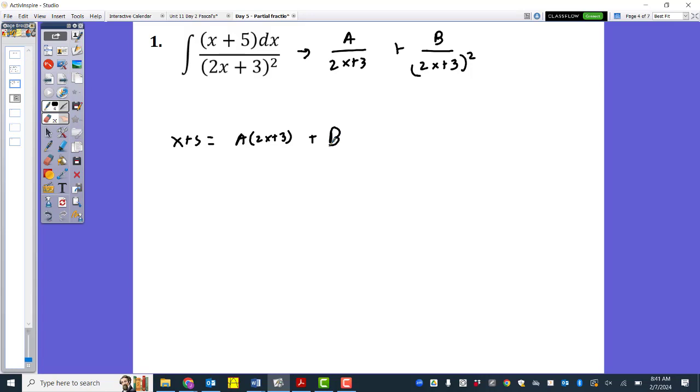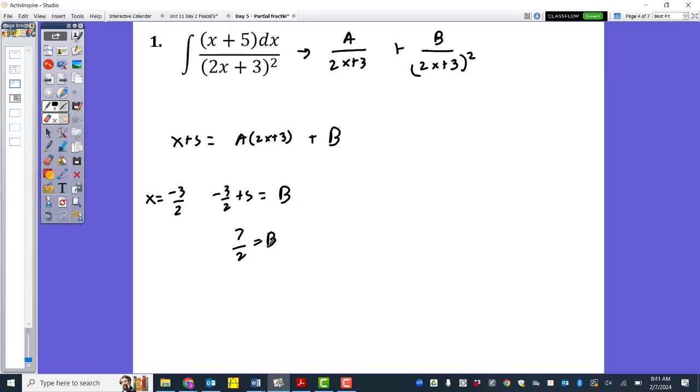All right, and this one's going to be a little bit different from the very first one we did, because we know what we need to plug in to get rid of the a. If we plug in negative 3 over 2, that a is going to completely go away. So we get negative 3 over 2 plus 5 equals, that's 0, b. So that gives us 7 over 2 equals b, which is great.